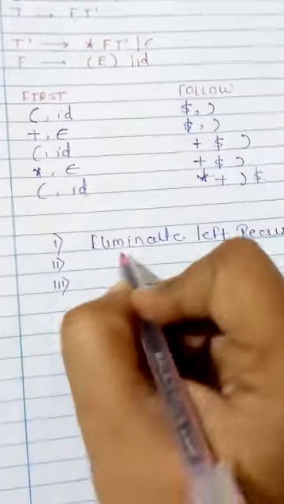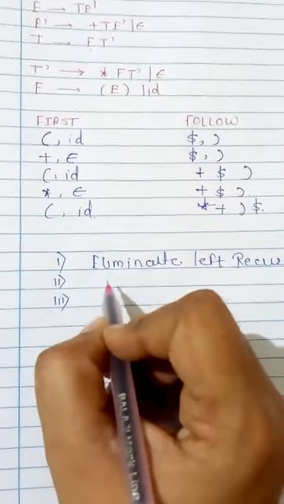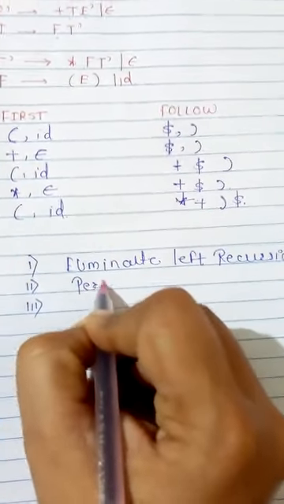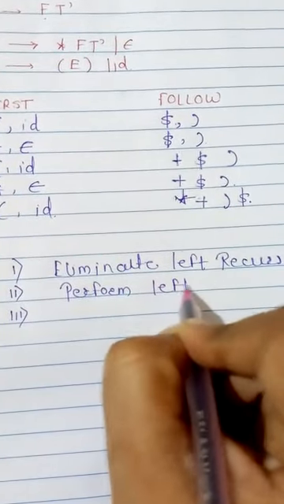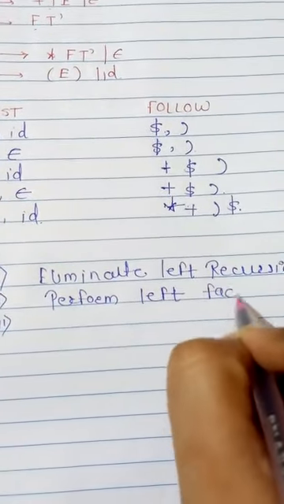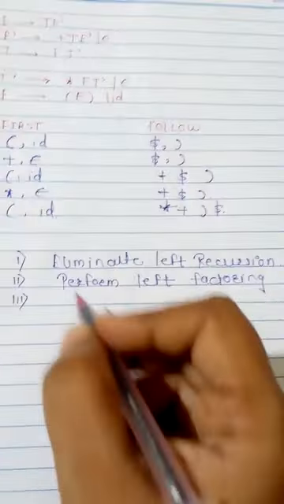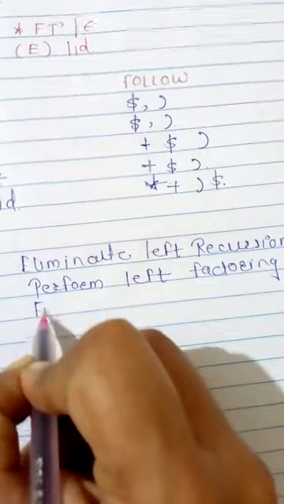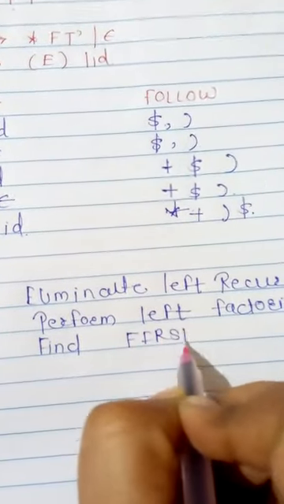The second step says check whether left factoring is there. If it is there, then you have to perform left factoring. And the third step says find the first and follow.